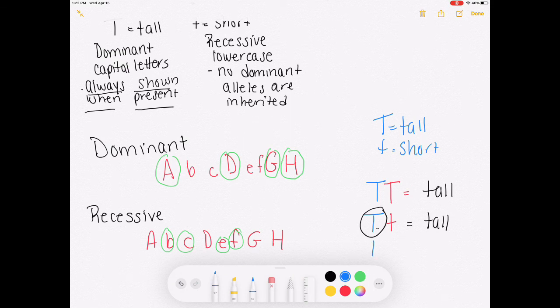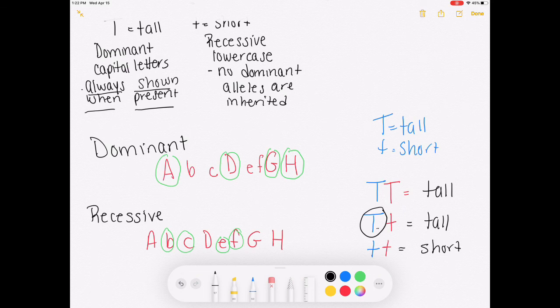Now, let's say you get a short gene from dad. I'm sorry, it's going to show the trait of the uppercase letter, not the lowercase. I made a mistake. And then you get a short gene from mom. Well, now I have two short genes. The only option here is to be short.